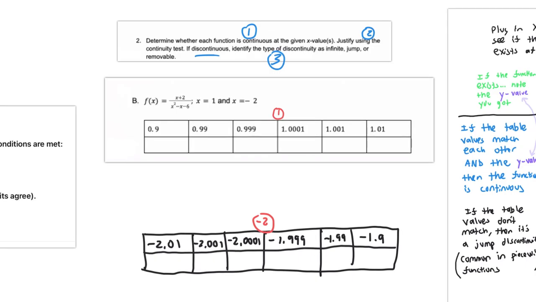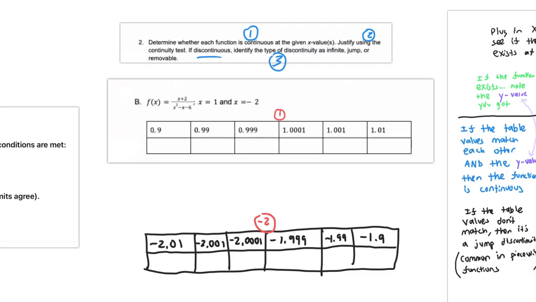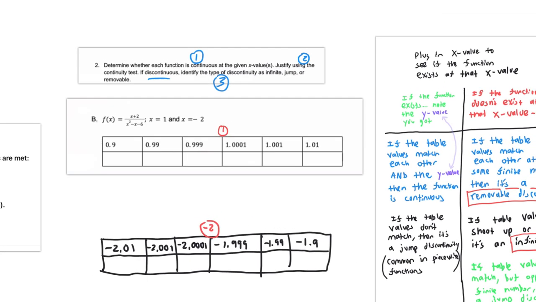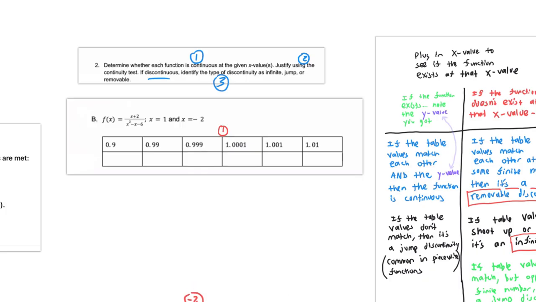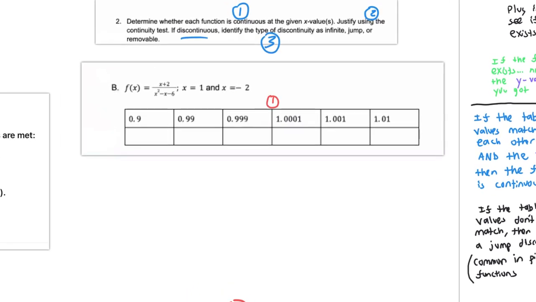Regardless, let's begin the process now of investigating what's going on with x equals 1. When we go about this, as I said, plug in the x value to see if the function exists at that particular x value. Let's take a look at the situation. Of course, we could plug in 1 right now. Not a bad idea. You know what? Let's go ahead and do that. Let's just plug in 1 right now.